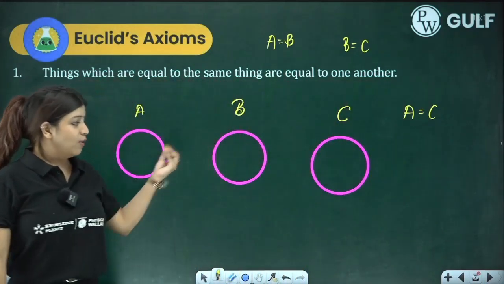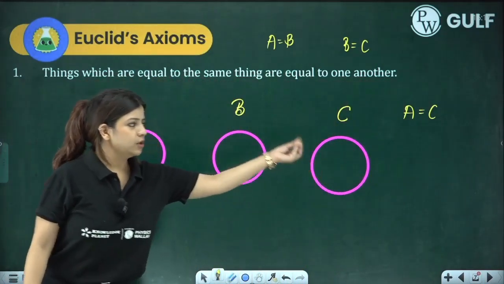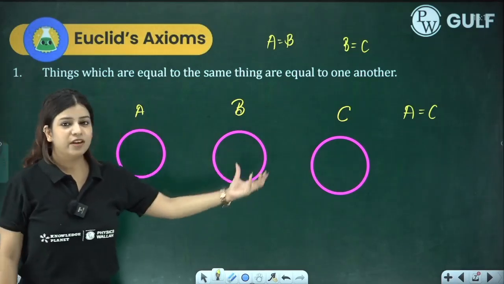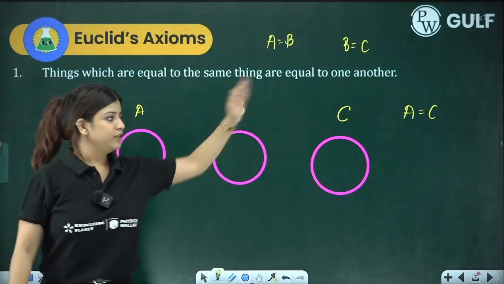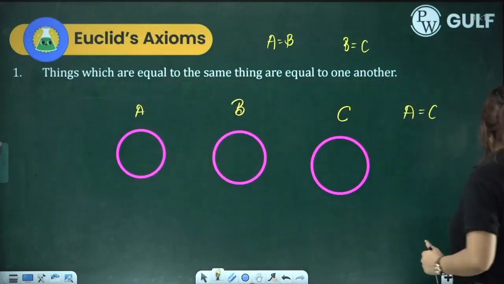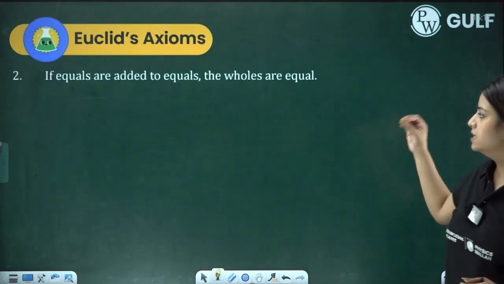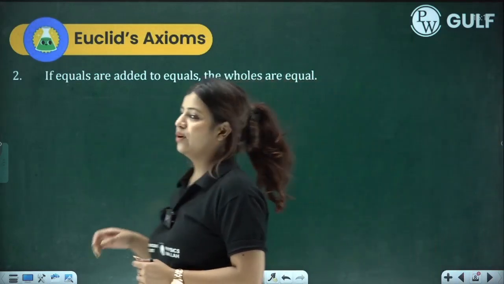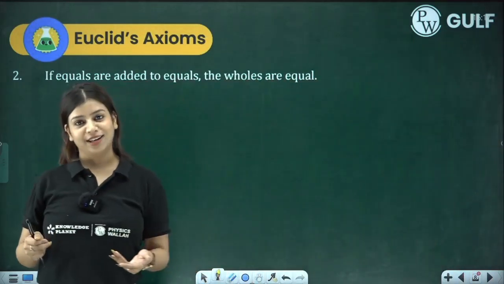For example, A was equal to B, C was also equal to B. So both of them were equal to one thing, so they will be equal to one another. The very first axiom of Euclid. The second is, if equals are added to equals, the wholes are equal.